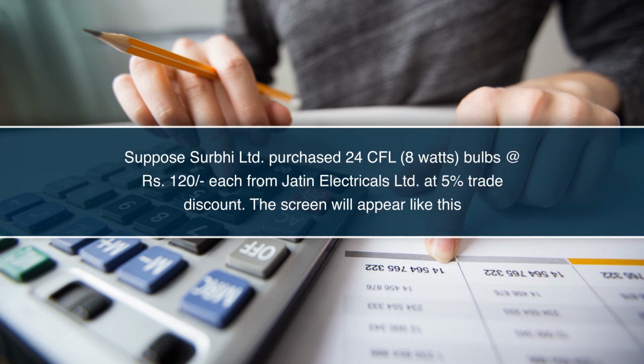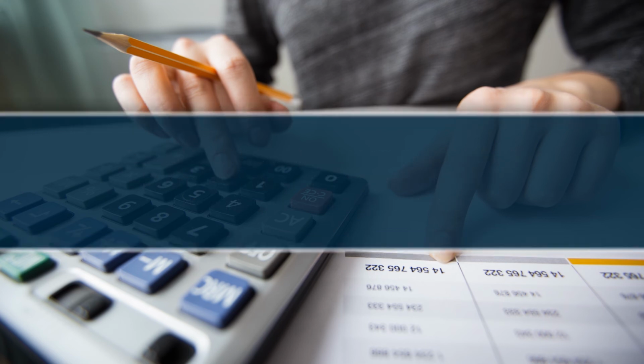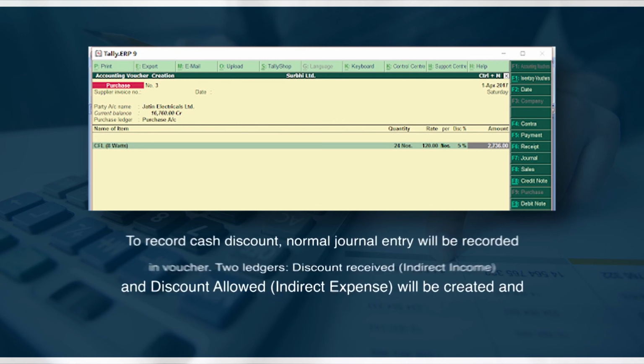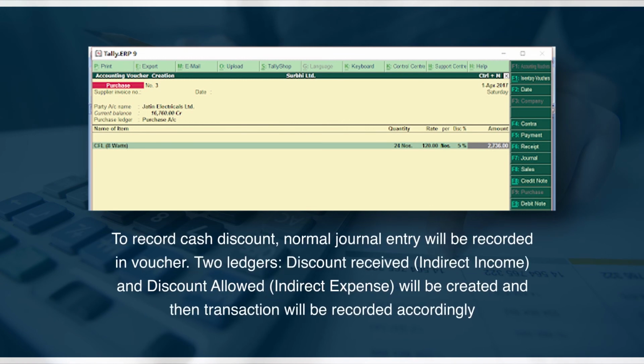Let us take an example. Suppose Surbhi Limited purchased 24 CFL 8 watt bulbs at 120 each from Jatin Electrical Limited at a 5% trade discount. The screen will be like this. Party name Jatin Electricals Limited, we are using purchase voucher. There is a current balance already available. Purchase ledger will be purchase account.